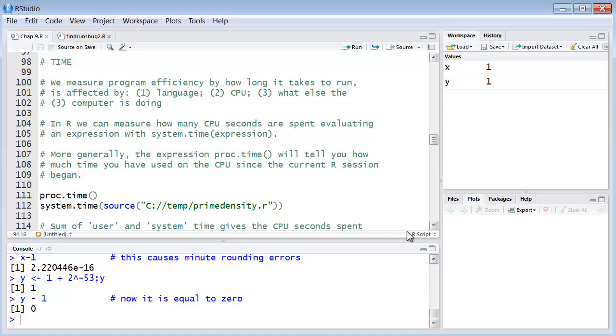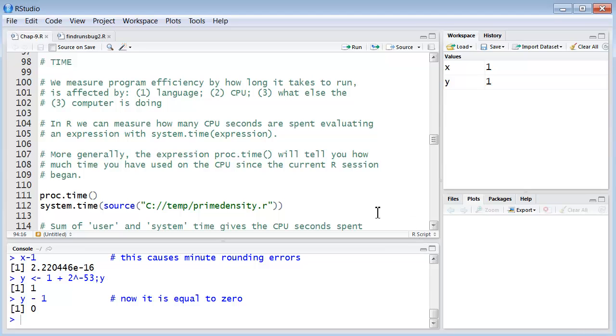So in R, we have a function that can measure how many CPU seconds, sometimes taken as the equivalent of clock time or clock cycle time, are spent evaluating an expression. We can do this with the system.time function. Or more generally, the expression proc.time will tell you how much time you have used on the CPU since the current R session began. So we have a trace of how long we've been in the session, and a trace of how long the execution of each expression, command or function takes, as well as some other time unit measures.